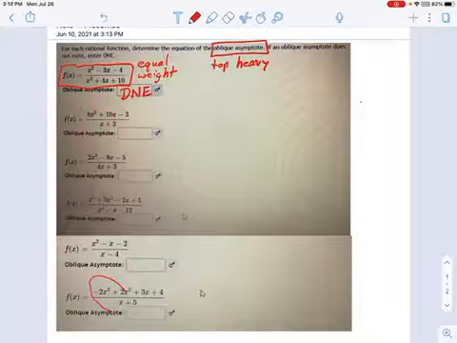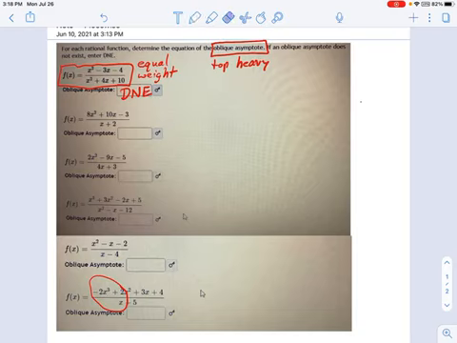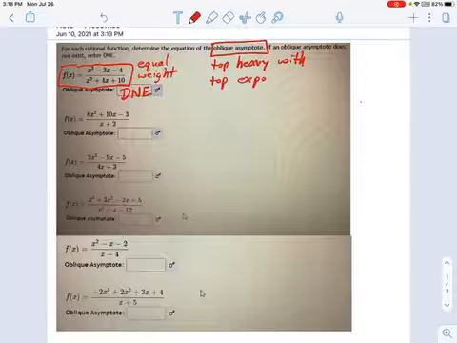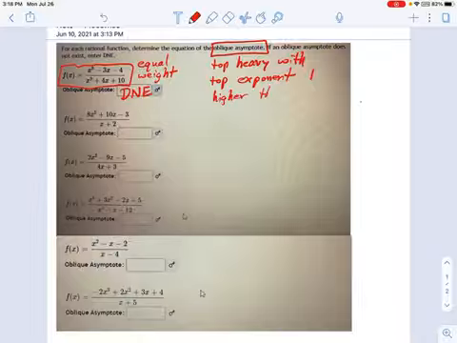And I want to point out this last one. X cubed over x, that is also top heavy, but it does not produce an oblique asymptote. Because to have an oblique asymptote, you have to have the top exponent exactly 1 higher than the bottom.